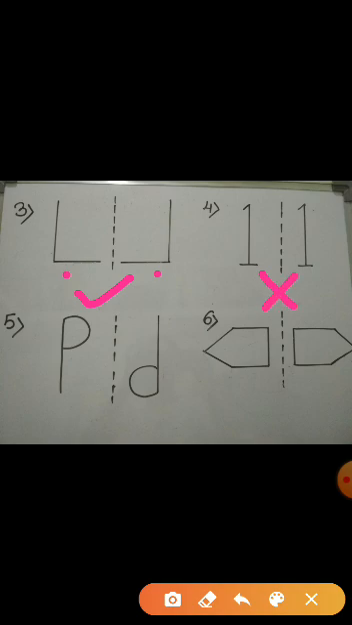Then what will be the mirror image of 1? The mirror image of 1 is like this. The mirror image of 1 should be like this. Okay. Now come to figure number 5. Are they reflections? Are they mirror images of each other? No, they are not reflections, or we can say that they are not mirror images of each other. So what would be the mirror image of P? Yes, the mirror image of P would be like this only.